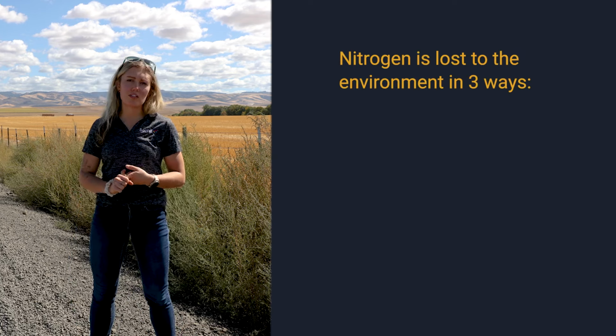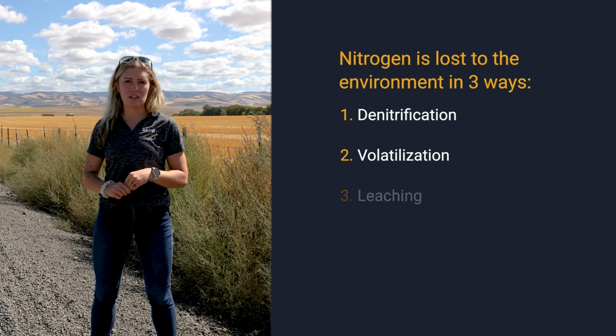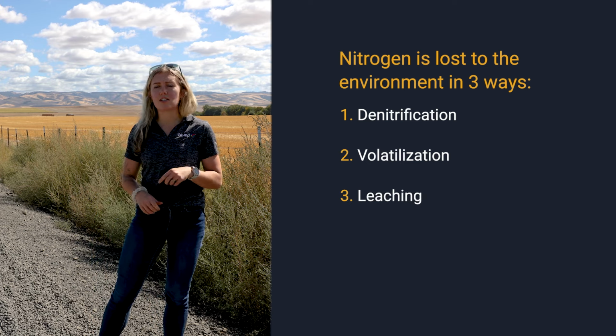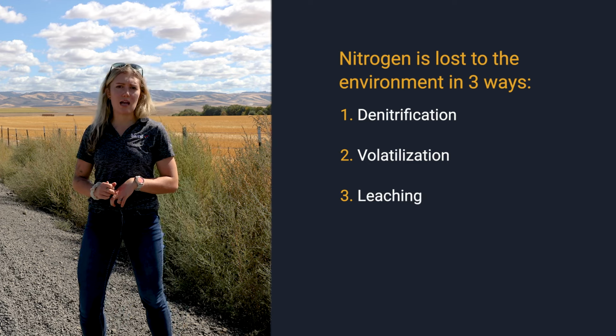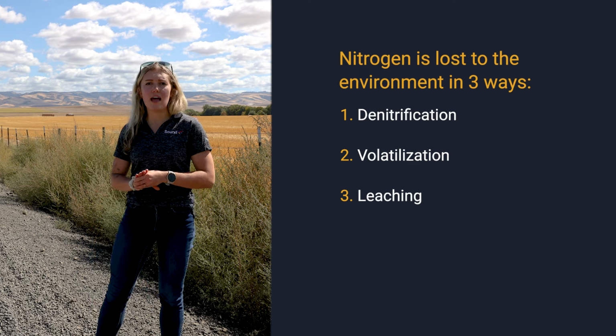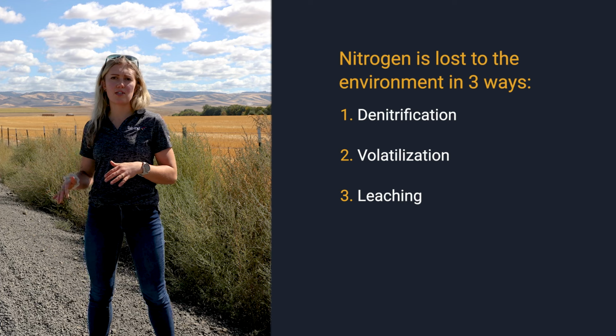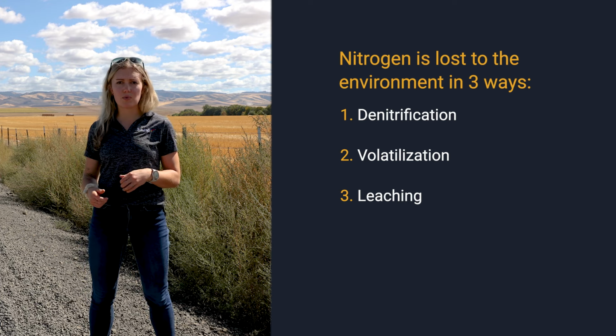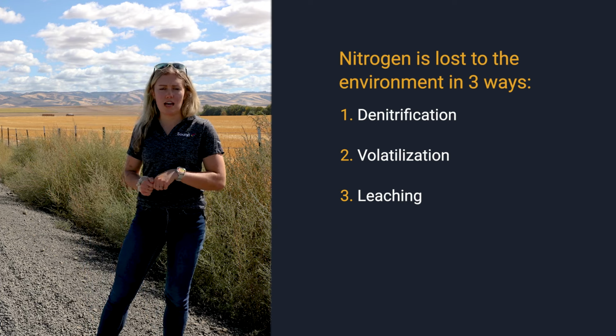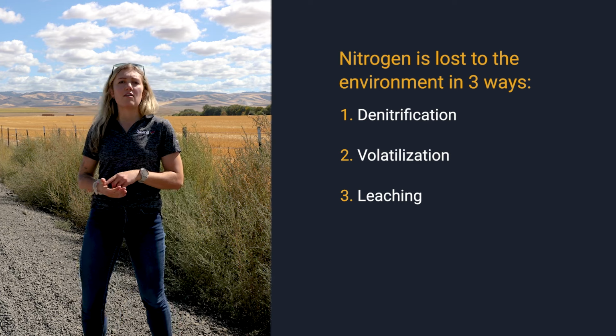There are three ways that nitrogen is lost to the environment. We have denitrification, volatilization, and leaching. Denitrification is a common thing that can happen during the winter time if you have compaction in your soil, and then you have a snowmelt, or you have heavy rain that occurs throughout the winter season going into the spring. It's a lot easier to have denitrification happening.